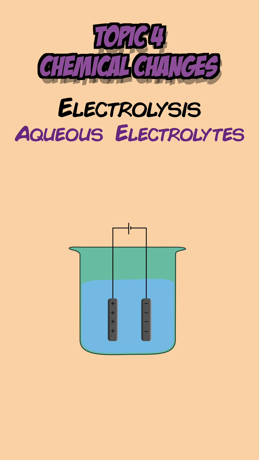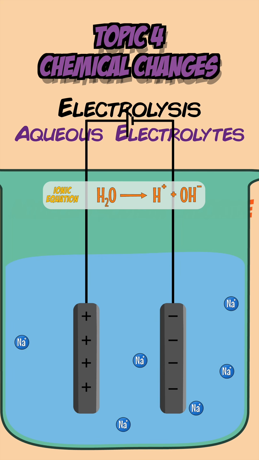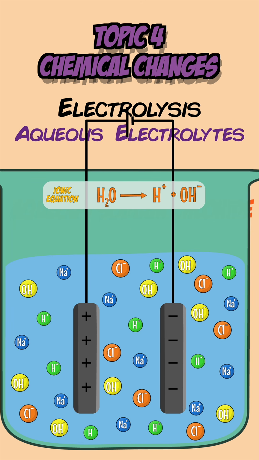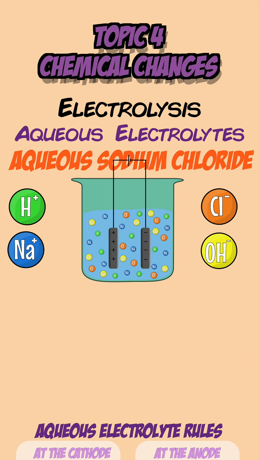For aqueous electrolytes, figuring out the products is a bit more complicated. This is because there are additional ions in the solution that come from water, as water ionizes to release H+ and OH- ions. So if we had aqueous sodium chloride as the electrolyte this time, the ions in the solution will still be Na+ and Cl- like before, but this time there will also be extra H+ and OH- ions, and these come from the water.